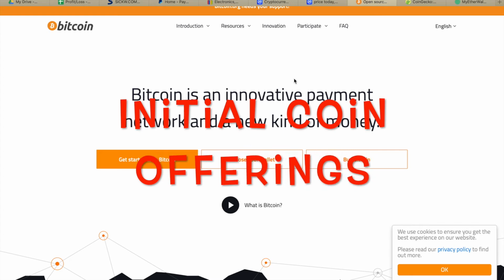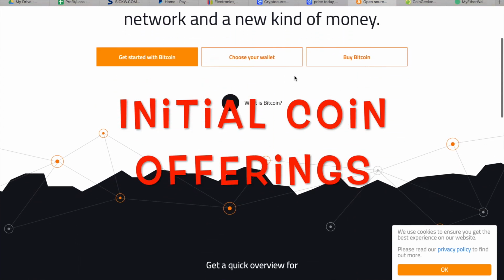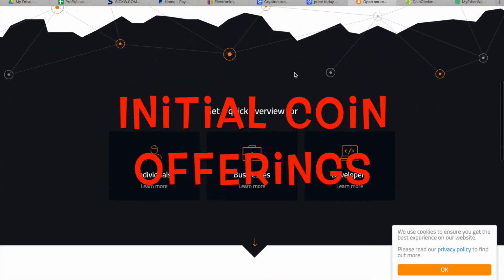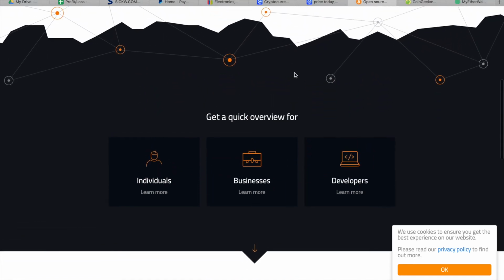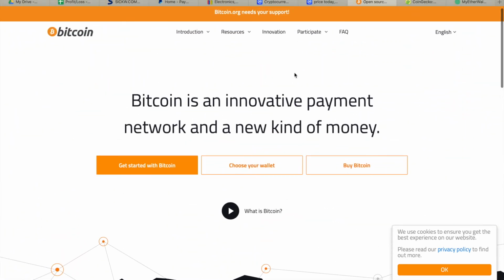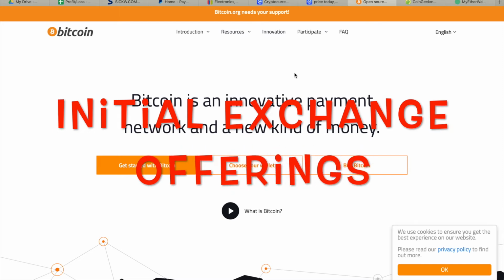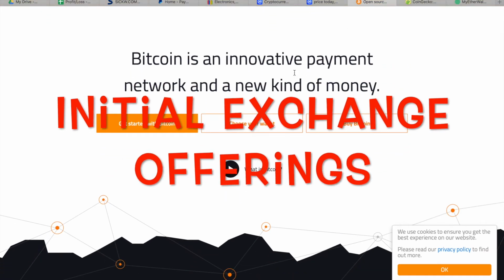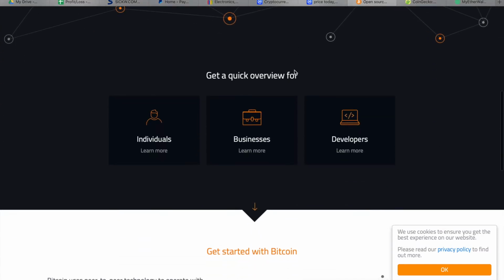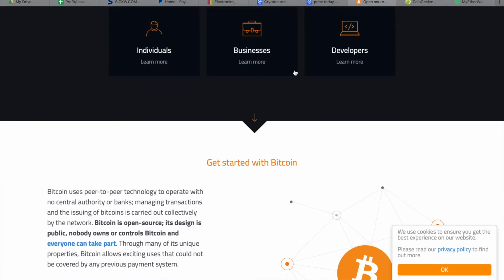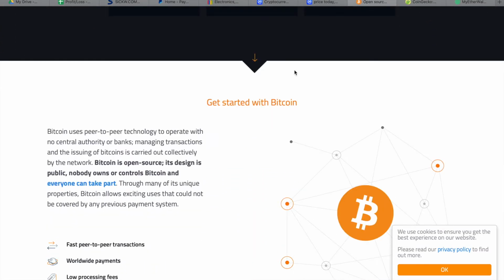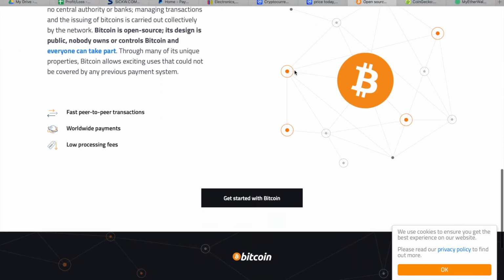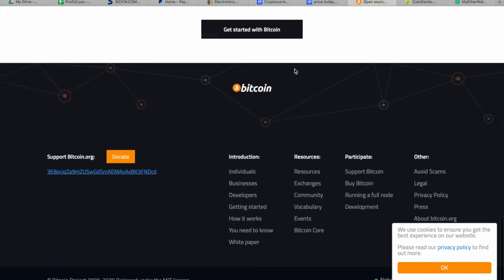That was really popular in 2017, and recently, in the last year or two, it's been initial exchange offerings, where these cryptocurrencies are debuted on a cryptocurrency exchange platform. Now with Bitcoin and other cryptocurrencies, it was released to the public. It was completely free. Let's find the white paper.